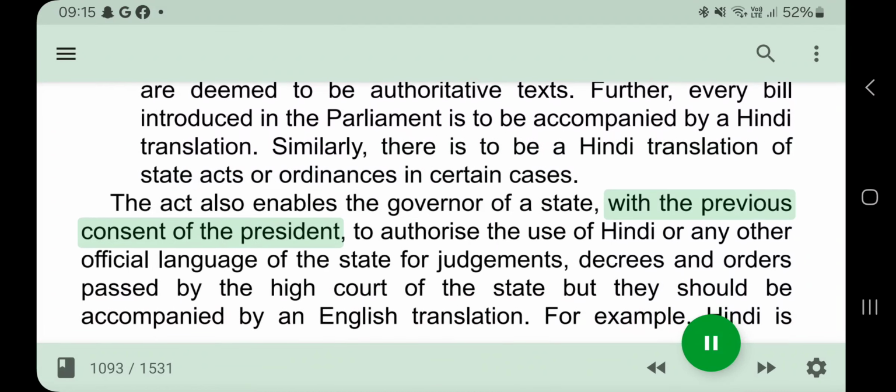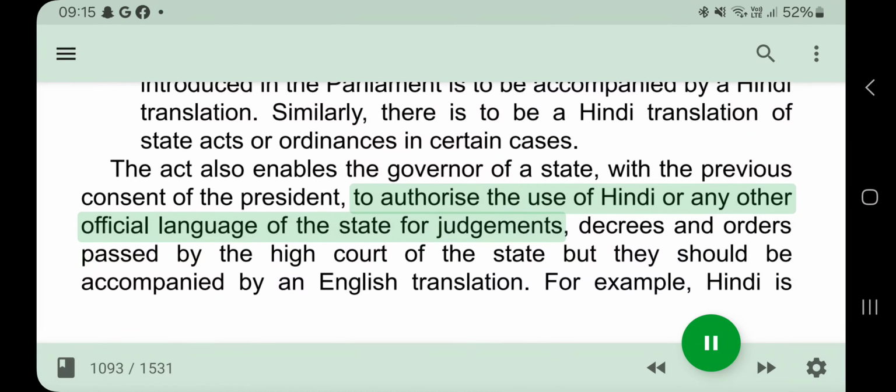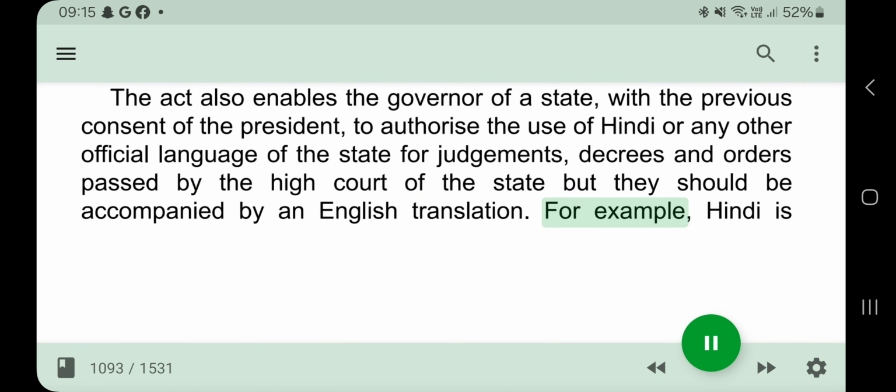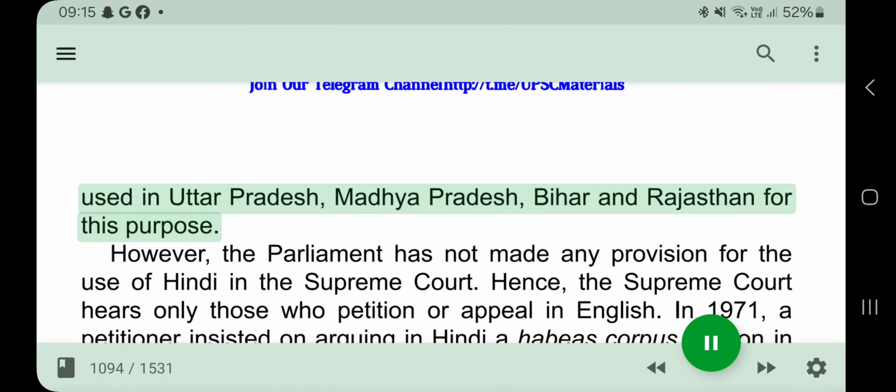The Act also enables the governor of a state, with the previous consent of the President, to authorize the use of Hindi or any other official language of the state for judgments, decrees and orders passed by the High Court of the state, but they should be accompanied by an English translation. For example, Hindi is used in Uttar Pradesh, Madhya Pradesh, Bihar and Rajasthan for this purpose.